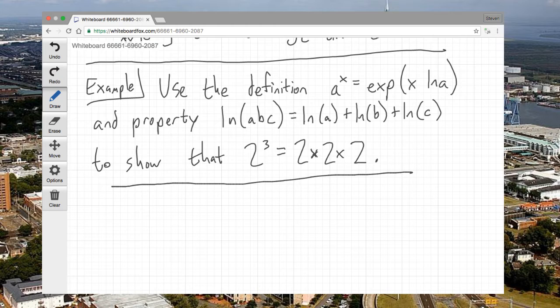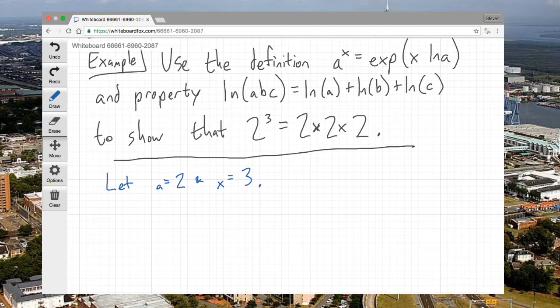So what am I doing? I have a to the x. I'm just going to let my a equal 2, and I'm going to let my x equal 3. Okay? So a equals 2 and x equals 3, and that's going to get me my definition. So 2 to the 3rd power equals the exponential function of x, which is 3, times the natural log of a, which is 2.